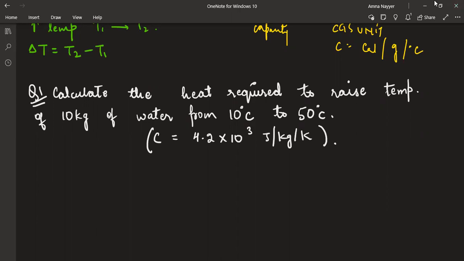See class, here you had to calculate the heat required to raise the temperature of 10 kg of water. So what's the temperature difference over here? Initial temperature is 10 degrees Celsius, final temperature is 50 degrees Celsius. So change in temperature is 40 degrees Celsius and specific heat capacity is given as 4.2 into 10 to the power 3. Now see class, in this question, this is provided. In most of the questions, specific heat capacity for water won't be provided. So 4.2 into 10 to the power 3, you have to learn by yourself.